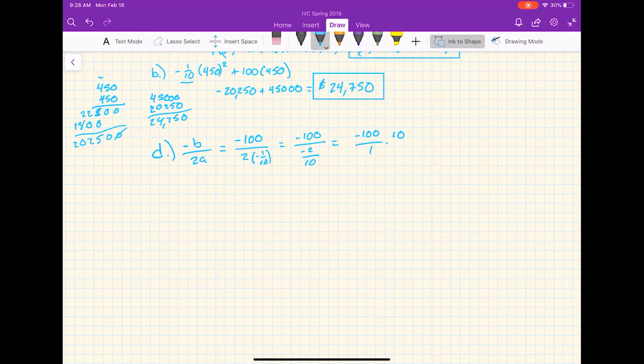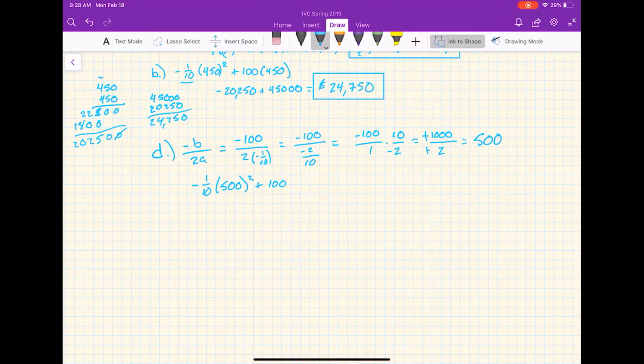So negative 100 over 1 times 10 over negative 2. So that gives me 1,000 over 2. Both of those are negative. But a negative divided by a negative turns into a positive. So this is going to be positive 500. All right, so that's the quantity that maximizes our revenue.